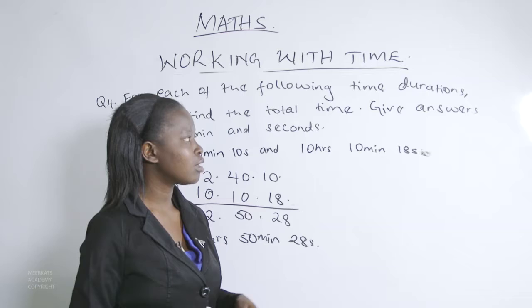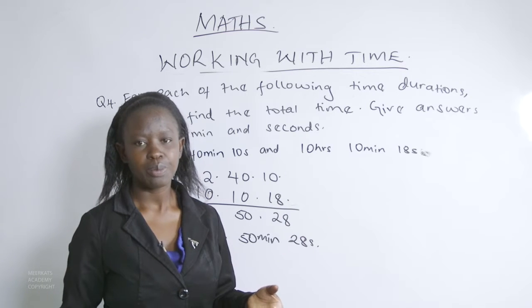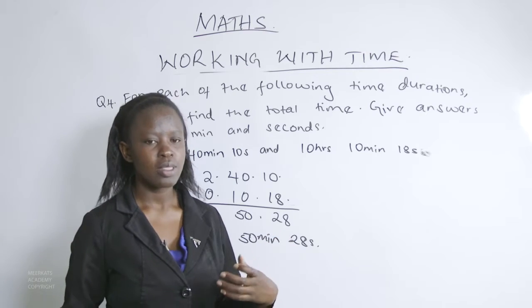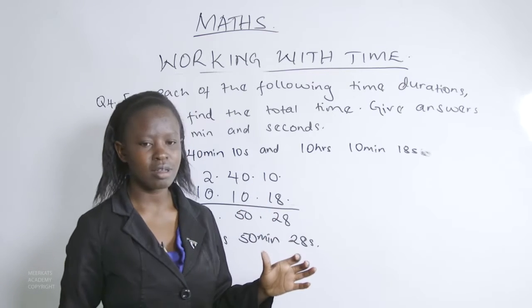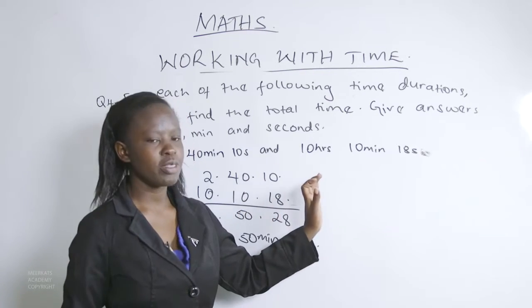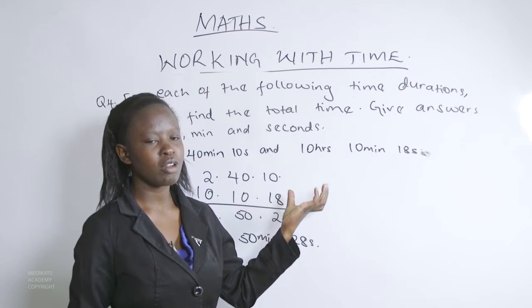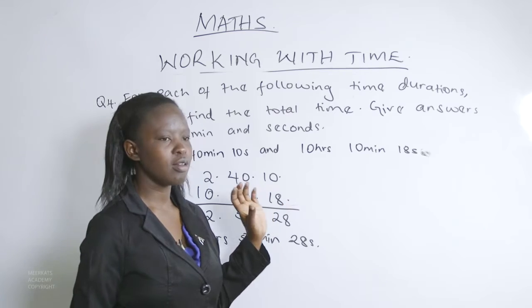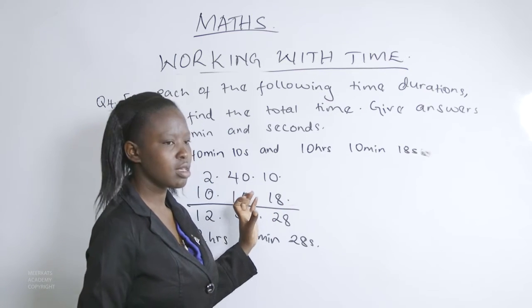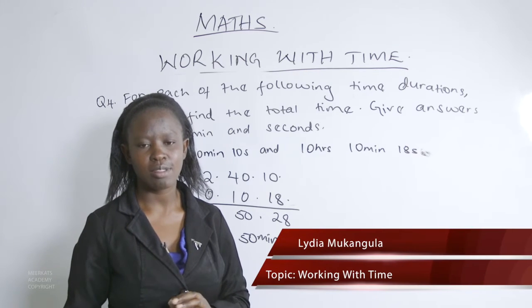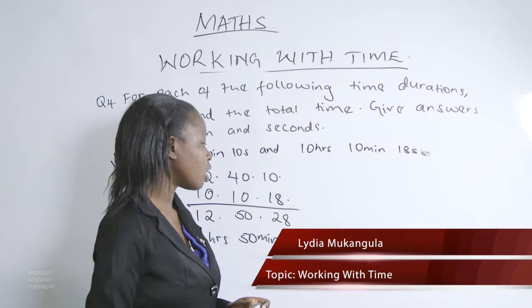So in working with time, you are supposed to know that when we are adding and subtracting, we will start from the farthest end. That is, if we have the seconds, we will add or subtract the seconds first, followed by the minutes, and finally the hours section is the last one to be worked out.